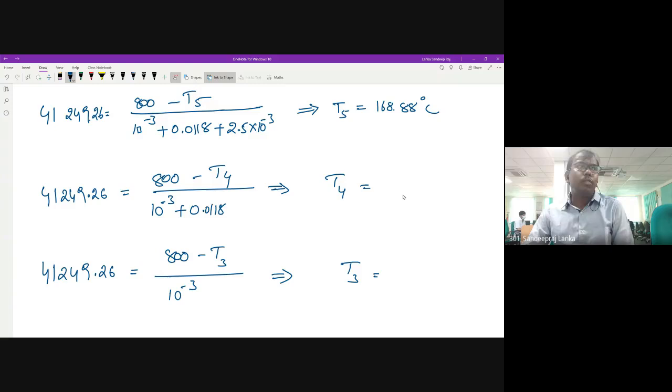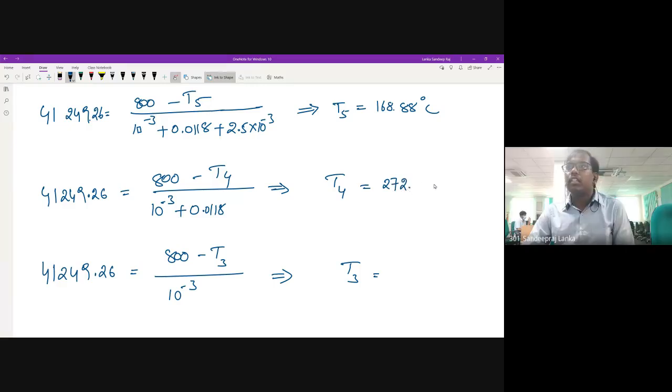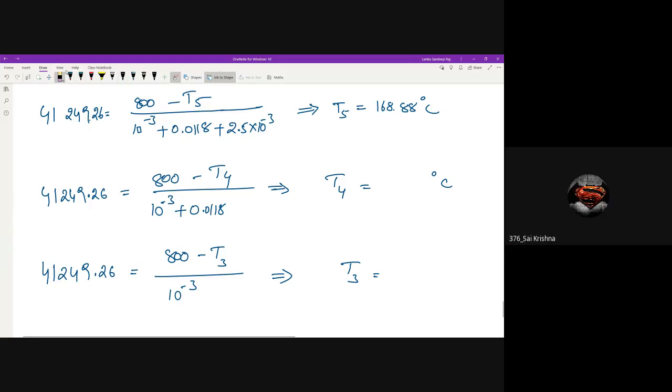T4 is 272. This is definitely a wrong answer. 271 will also be mostly a wrong answer. Check this T5 also, somebody. I'm doubtful about even T5. Somebody please cross check. Sir, T4 is 272.